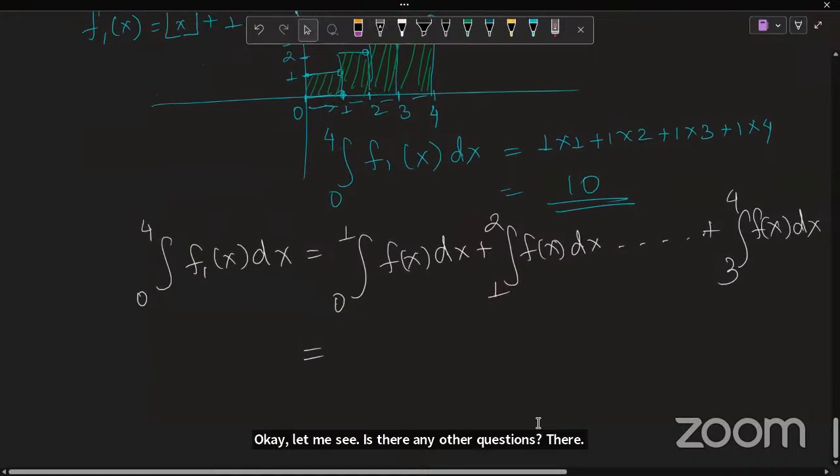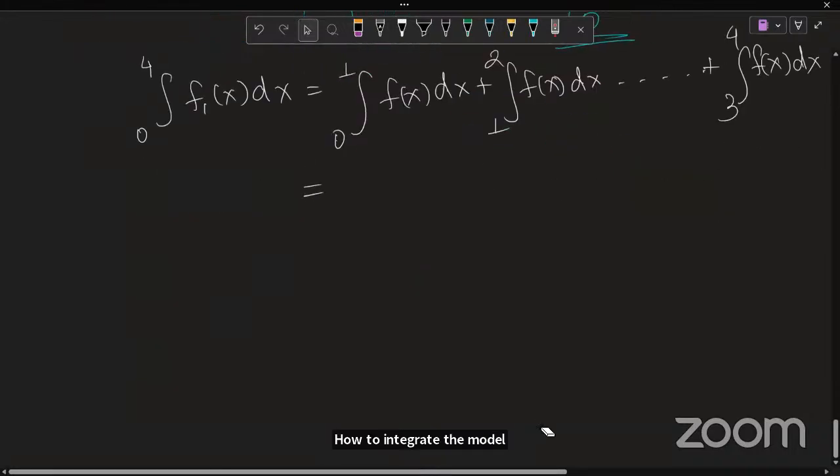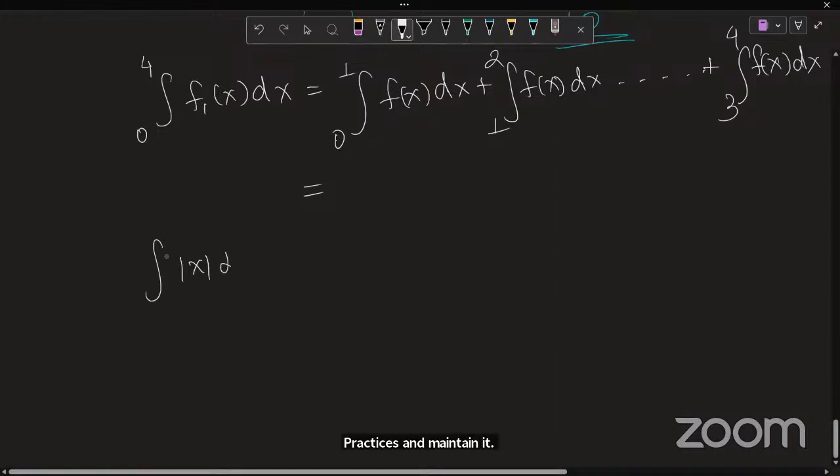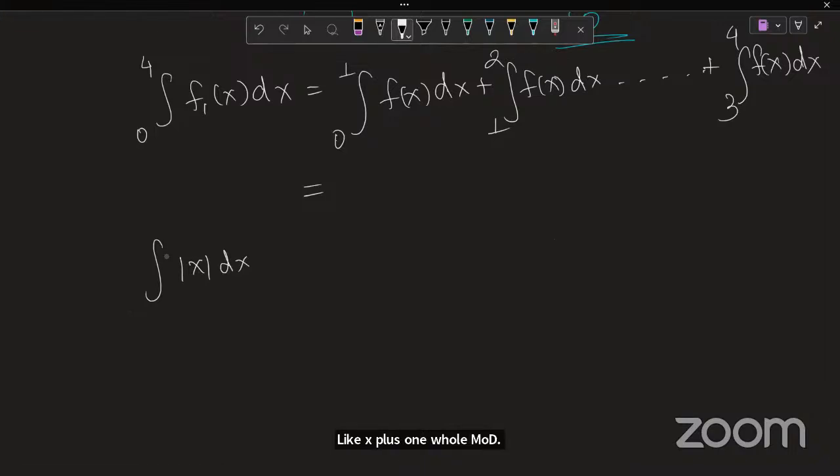Sir, how to integrate the modulus function? Because I saw in the previous practice assignment, integrate modulus function, like x plus 1 whole under mod. So tell me, this is the modulus function from the interval. Can you tell me the interval? 2 to 6. Any interval you can take. Yes, sir, any interval, generally.